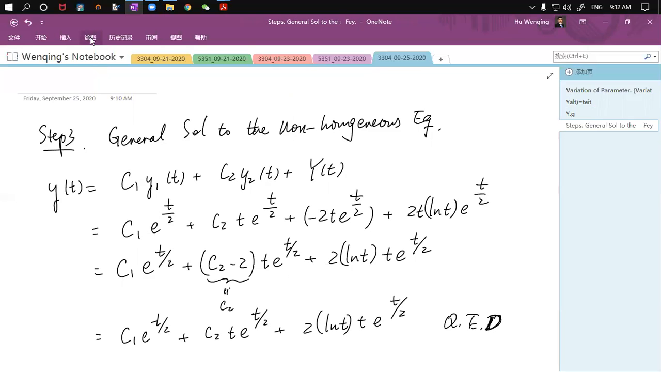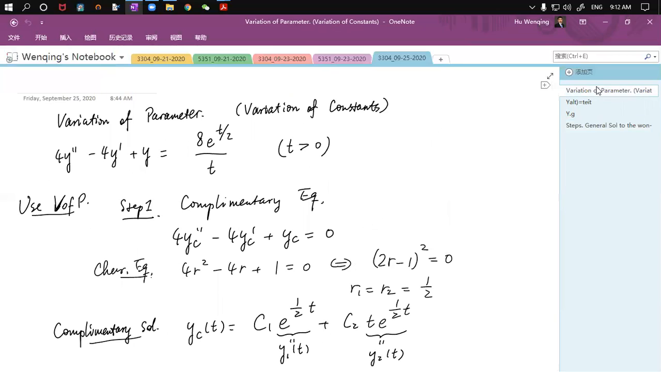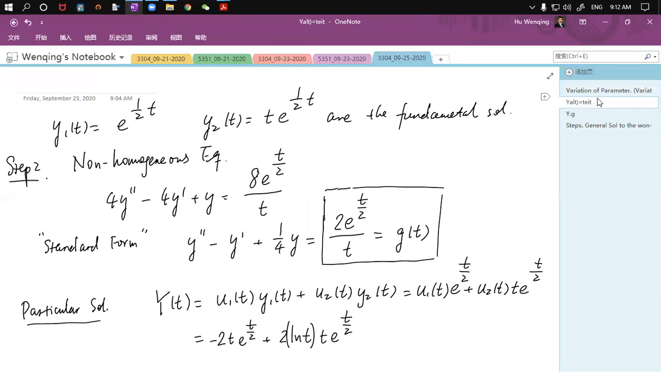Okay, so that's kind of the whole procedure. The whole procedure consists of 3 steps. First step is that you should work out the complementary equation. You obtain the 2 fundamental solutions. And then as long as you have the fundamental solutions, for the non-homogeneous equation, you have to identify your right-hand side, g of t, by considering the standard form of this equation.